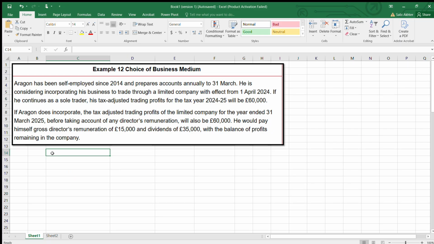So first we are going to find the tax liability as a sole trader. Always write what you are calculating for. The headings and subheadings are very important in tax. You are preparing for whom, the date, the year, all this matters a lot, and what type of tax you are calculating. Rather than writing just tax, if you're calculating income tax, write income tax. If you're calculating corporation tax, you have to write corporation tax. So now, since it's a sole trader, what does a sole trader pay? Income tax, tax on their income.